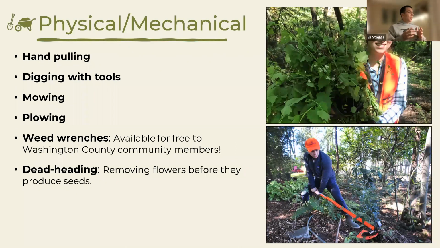And then after cultural, we have physical and mechanical as a method of removing weeds. That's going to involve things that we're probably all familiar with, which is just hand pulling, being out in the garden and using our hands to pull weeds out. We can dig with tools, little spades and shovels. We could use mowing to remove the top growth of plants, because sometimes plants respond to and will die after being mowed. You could plow and remove all the roots and lift them up and out of the soil.